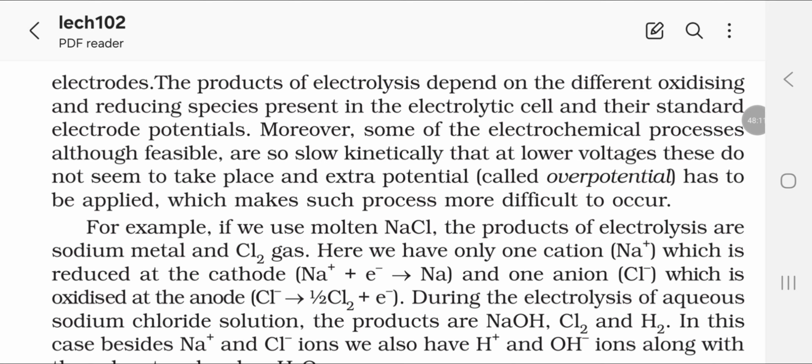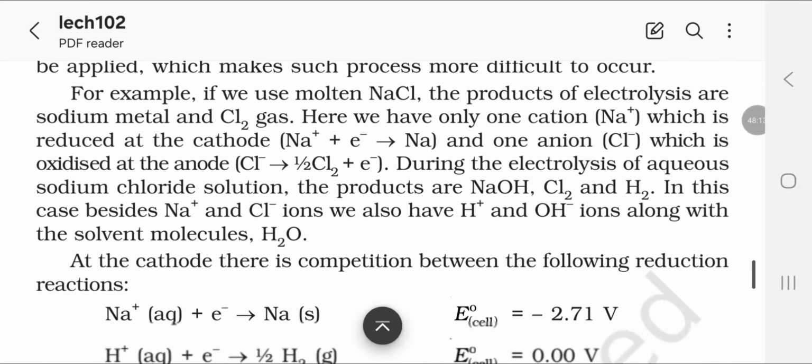For example, if we use molten NaCl, the products of electrolysis are sodium metal and chlorine gas. Here we have only one cation, Na+, which is reduced at the cathode, and one anion, Cl-, which is oxidized at the anode. During the electrolysis of aqueous sodium chloride solution, the products are NaOH, Cl2 and H2.